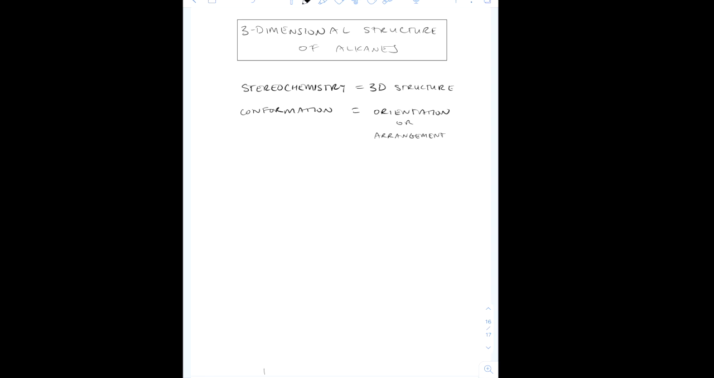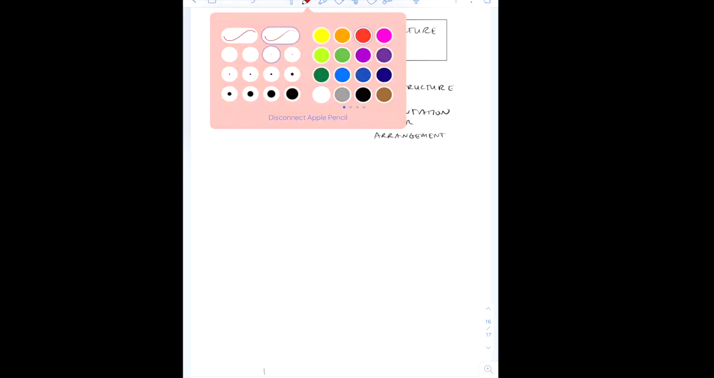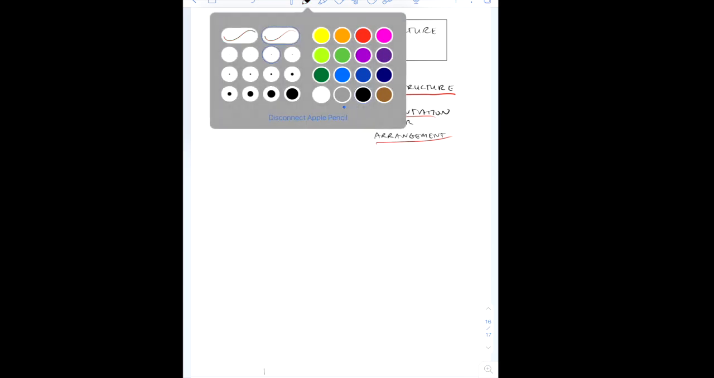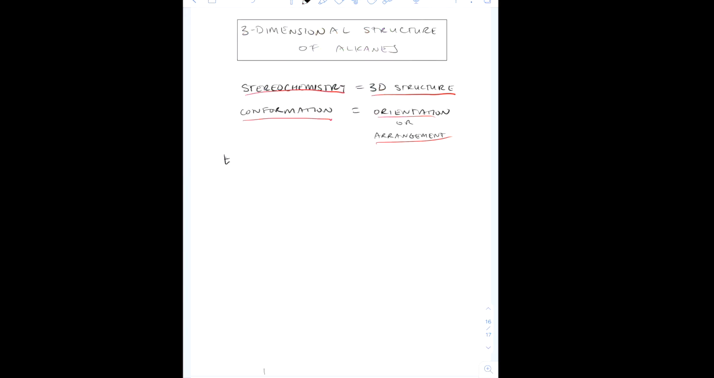And so when we are talking about structures of alkanes, we want to bring up the concept of stereochemistry. And stereochemistry is basically when you have the 3 dimensional structure of something. And conformation is also another vocabulary word that we're going to need to know, and that's basically the orientation or the arrangement of a given molecule. Okay, so they tend to go hand in hand, but first let's go over conformation, and we'll kind of show you what we mean by that.